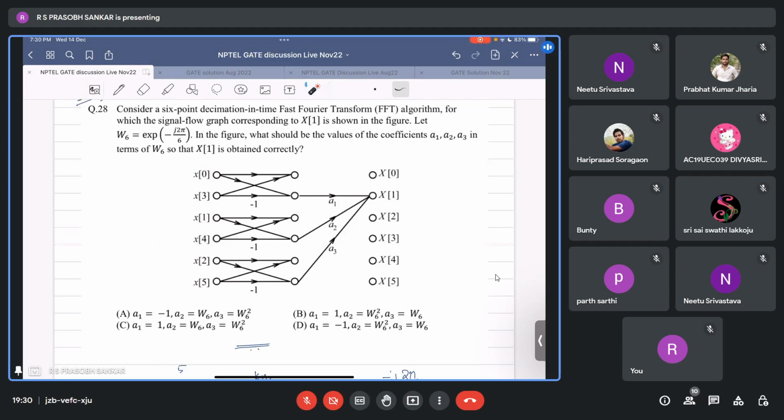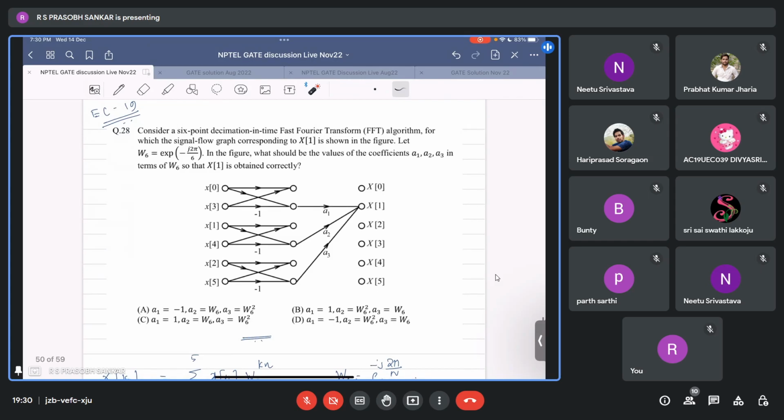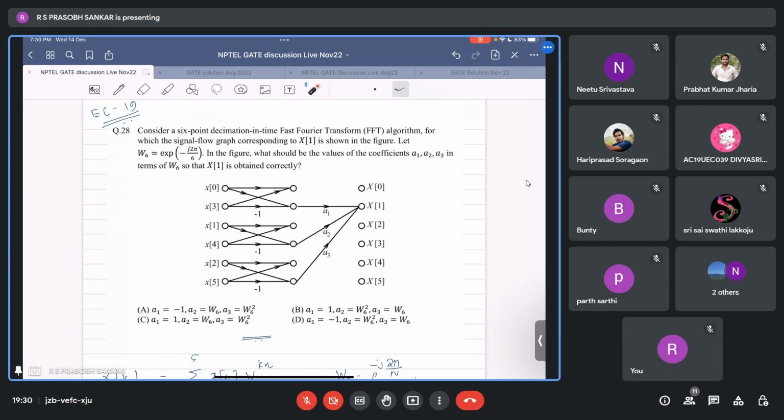let's represent A1, A2, A3 in terms of W6. This is not direct; if we just memorize the previous butterfly structure, it will not work here because that is for a different 8-point DFT with radix 2. Here we have a 6-point DFT and it is radix 3. They didn't mention that, but it's radix 3 because we are splitting the input into 3 parts. So is the question clear? Shall we see the answer? Is there any doubt or clarification here?